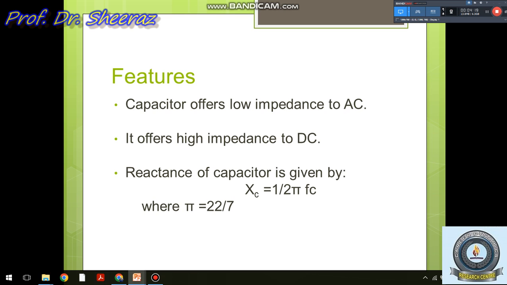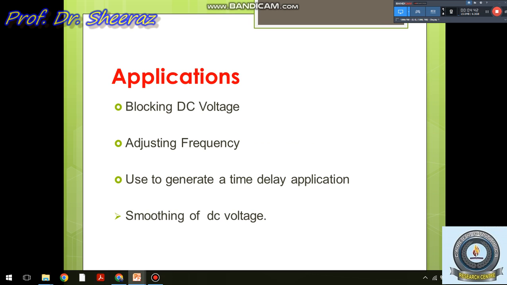Different features which a capacitor offers: they offer low impedance to alternating currents, they offer high impedance to direct currents, and the reactance of a capacitor is defined by the formula Xc is equal to 1 over 2 pi fC, and pi has the usual value of 22/7. f is the frequency of oscillation at which the capacitor works. Now, the different applications in which we find capacitors to be used are blocking of DC voltages, adjusting frequencies, generating time delay, and smoothing of DC voltages.